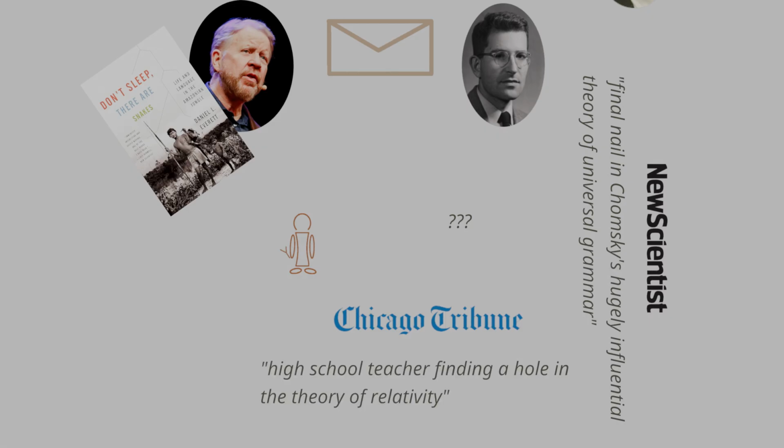Next to that, they consistently upped the stakes with hyperbolic language. For example, in an article in New Scientist on March 18, 2006, Everett's findings are described as the, quote, "final nail in the coffin for Noam Chomsky's hugely influential theory of universal grammar." Or, in the Chicago Tribune of June 10, 2007, they likened Everett's work to a, quote, "high school teacher finding a hole in the theory of relativity."